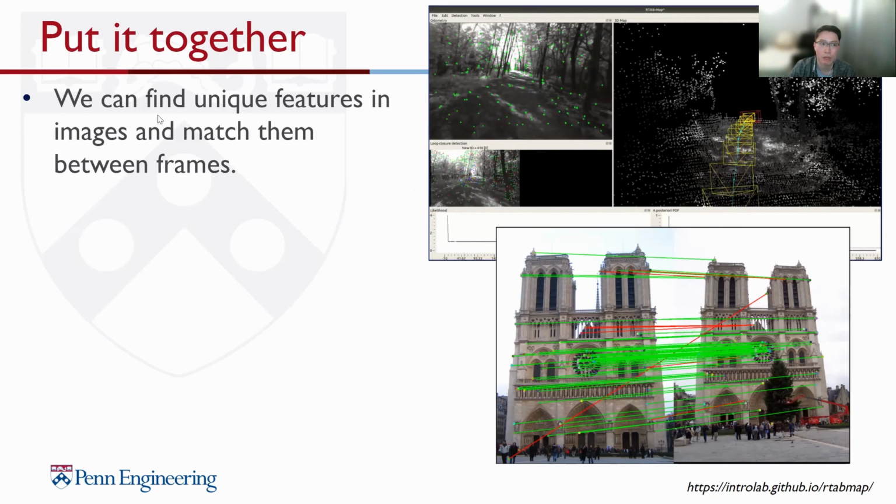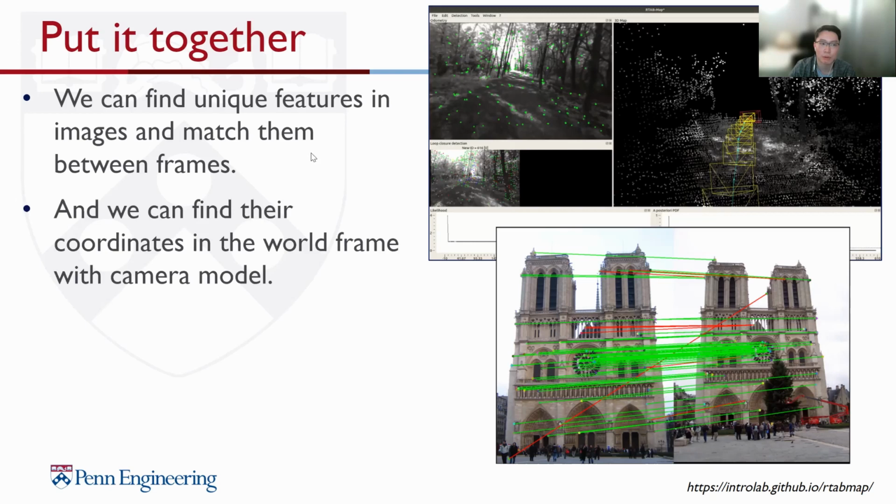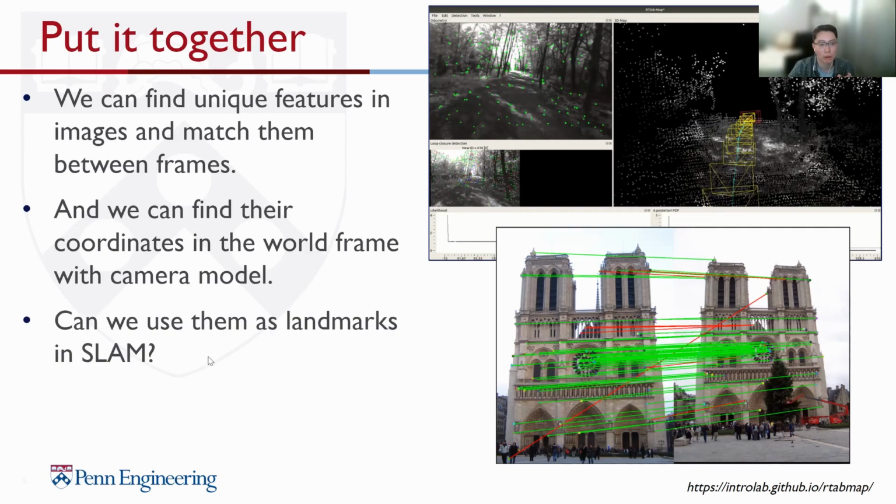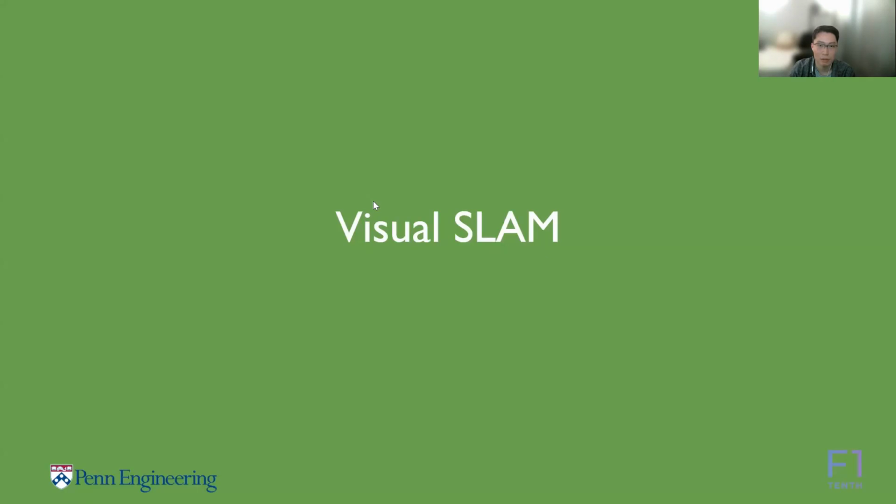So yeah, we can find unique features in an image and match between frames. Then we can find their coordinates in the world frame with the camera model. Can we use them as landmarks in SLAM? Because we can find them in the world model, right? So they are all landmarks. That's why I'm going to enter the topic of Visual SLAM.